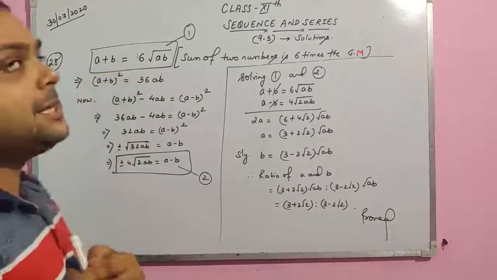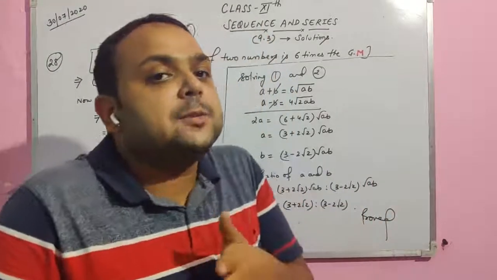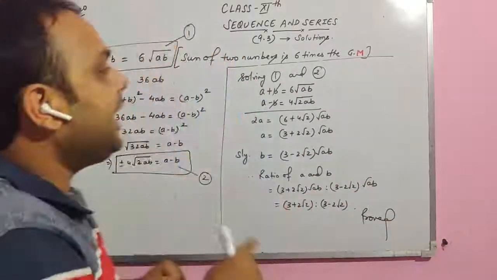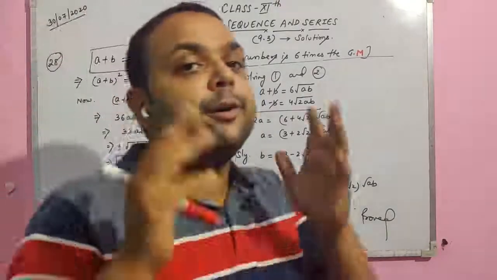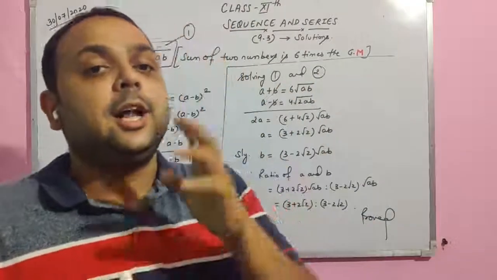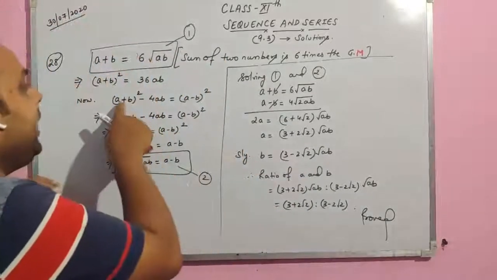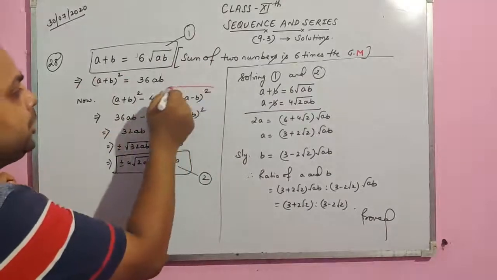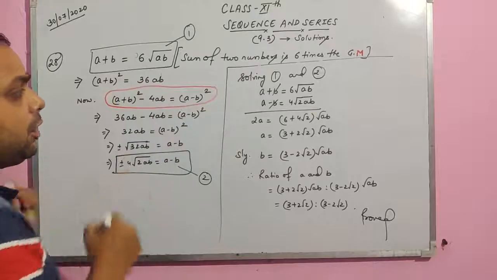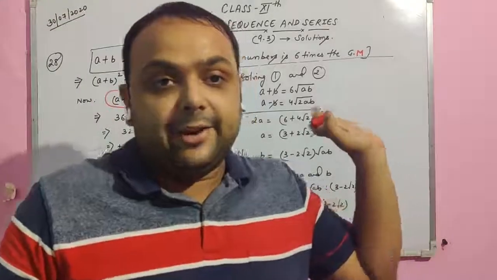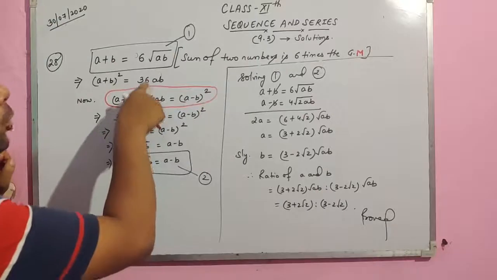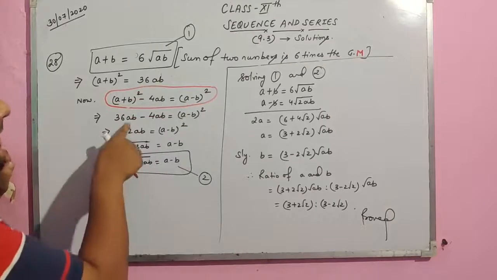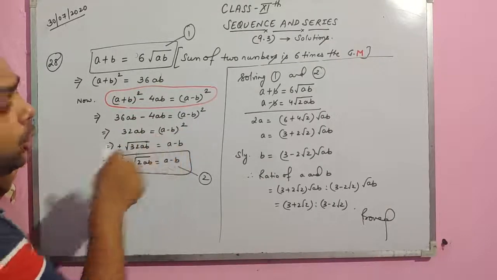Now we know the value of A plus B. If we can calculate the value of A minus B, we have two equations, and after solving them we can get the values of A and B. So what I have done, I have written a formula from identities related to the polynomial topic. A plus B whole square minus 4AB gives A minus B whole square. You should try verifying whether this is correct or not, and then you can easily understand how I have written this. Now the value of A plus B whole square is 36AB, minus 4AB is equal to A minus B whole square. This gives us 32AB is equal to A minus B whole square.